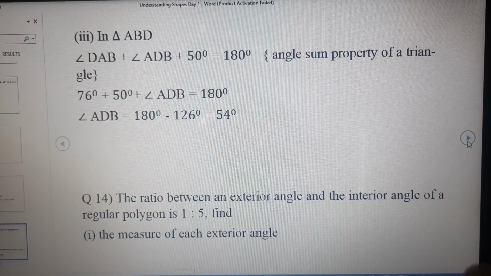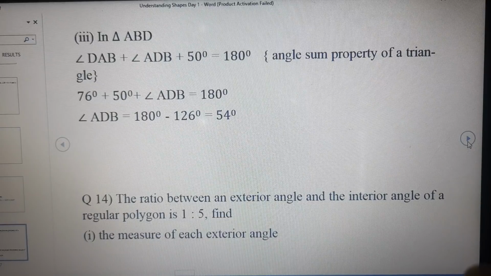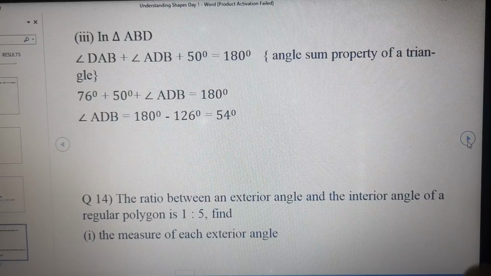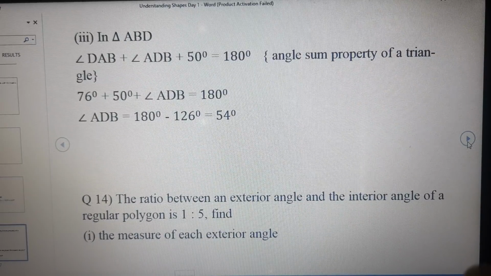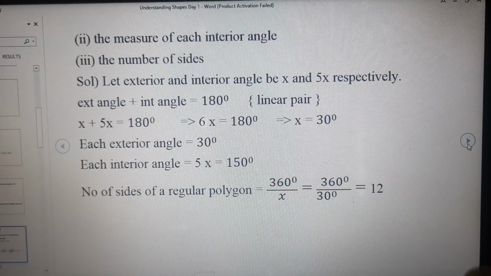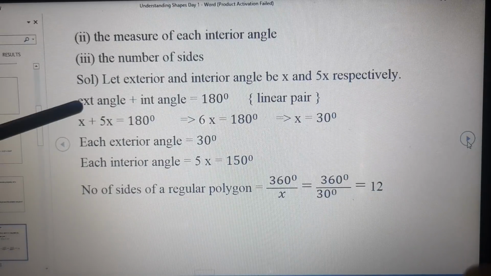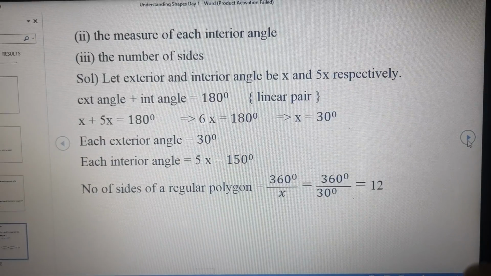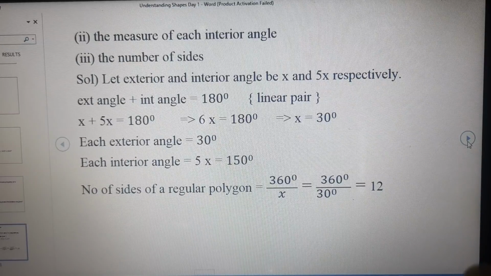Fine. Question number 14. It says that the ratio between an exterior angle and interior angle has been given as 1:5. It is a regular polygon. So let us consider exterior angle be x, interior angle be 5x. As we know that they are always linear pairs, so exterior angle plus interior angle is equal to 180 degree. So x plus 5x is equal to 180. Value of x becomes 30 degree.